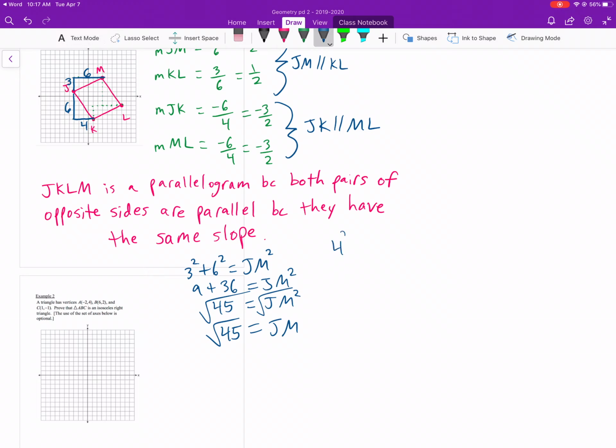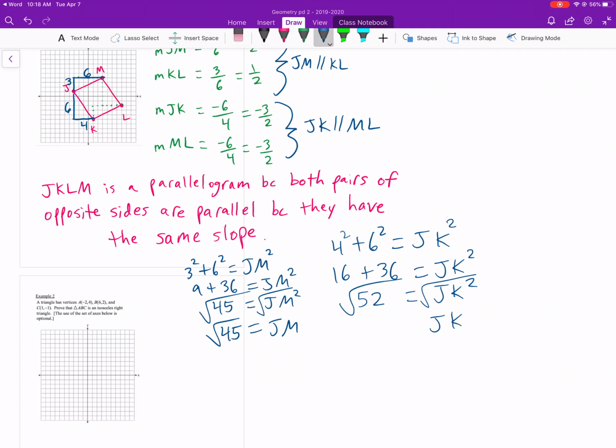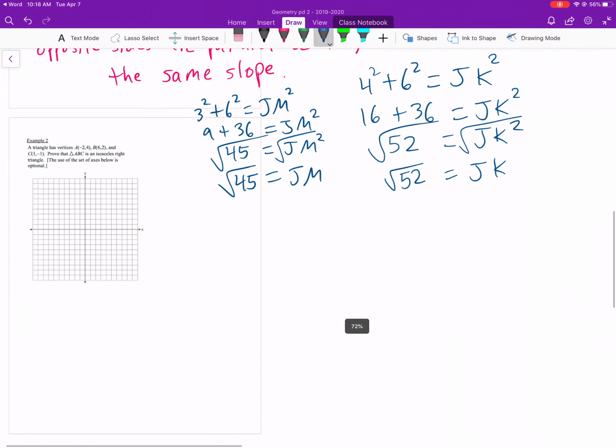Which would be 4 squared and 6 squared is equal to JK squared. It'd be 16 and 36 is JK squared. That adds to 52. And you get JK is radical 52, which is 7 point something, not the same as that 6 point something we got for JM. So you can stop there. Not all sides are equal, so we're done. All right, we just have to make sure we explain that.